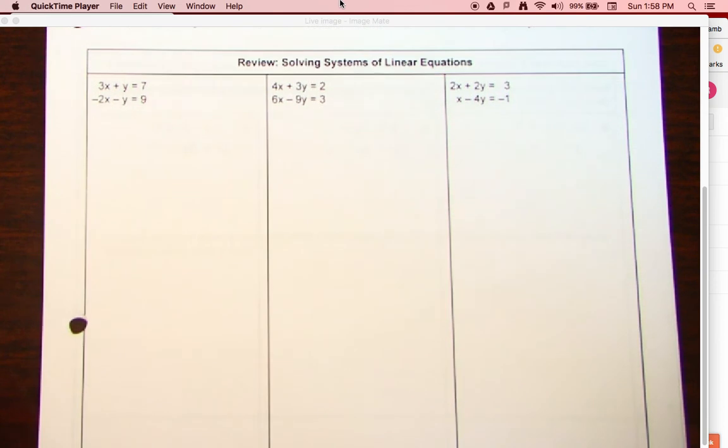Hello everyone, I just want to go through the next step of our review day of solving systems of linear equations, and we're just going to be working with two equations with two variables. I just want to go over each of these three examples.